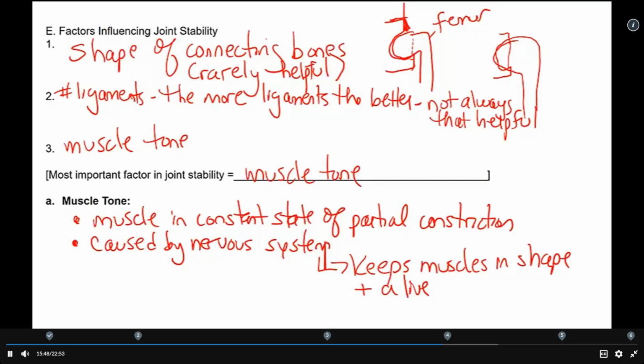So when it comes to stabilizing your joints, muscle tone is the most important factor, and it is largely a role of your nervous system, although you can certainly improve it by specific types of exercise.